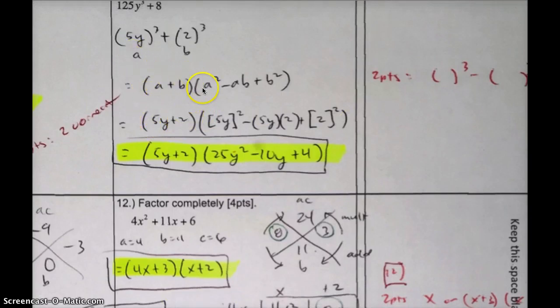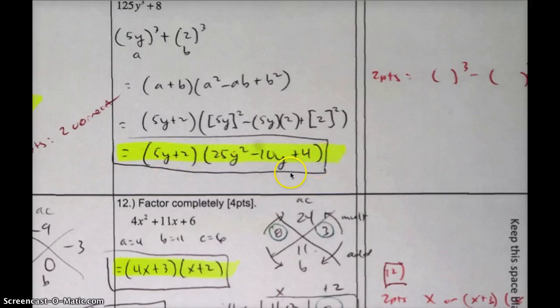Here, this is where you need to be careful. A lot of students who got 3 points out of 4 made this mistake. Your A value is 5y, so you can't just put 5y as your answer. It's 5y, or the A value squared, so that's 25y squared. You have the opposite of A times B, so your A value is 5y and your B value is 2, so that becomes negative 10y. And your B value is 2, so 2 squared is 4, and this is your answer.